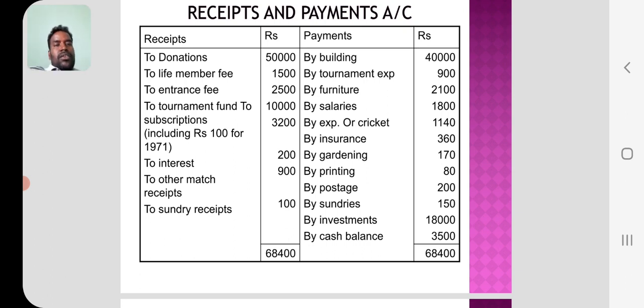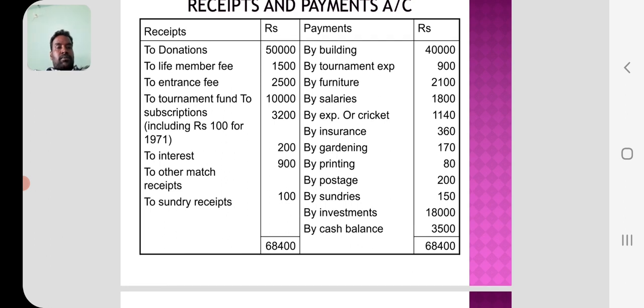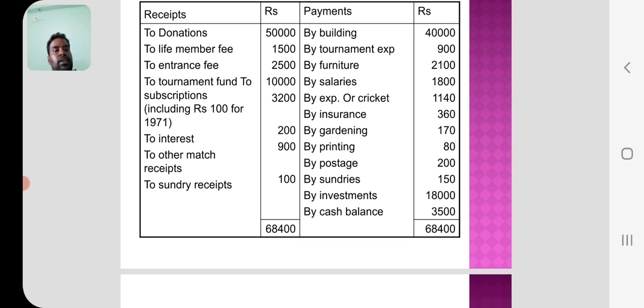On the receipt side, see here what items there are. To donations 50,000, to life member fee 1,500, to entrance fee 2,500, to tournament fund 10,000, to subscriptions, including 100 for 1971, 3,200, to interest 200, to other match receipts 900, to sundry receipts 100.